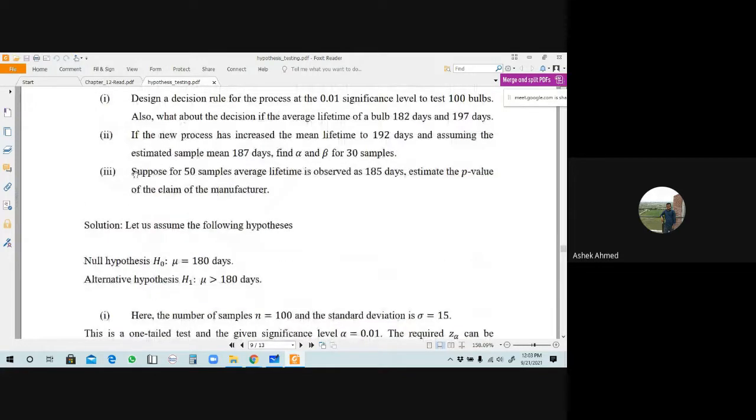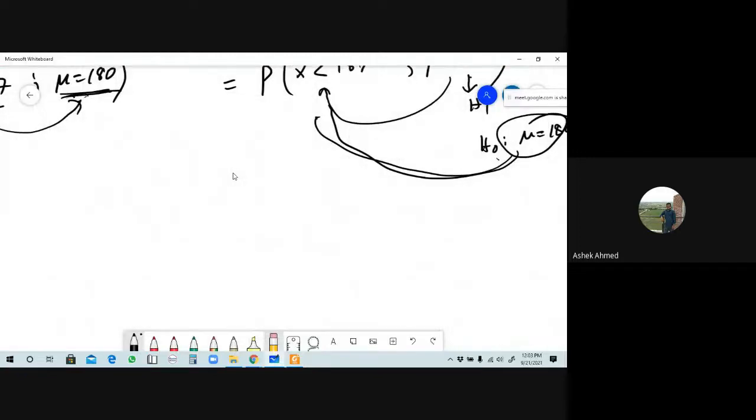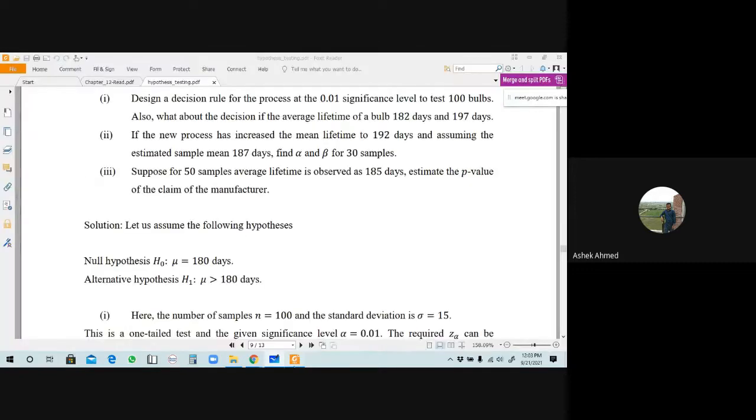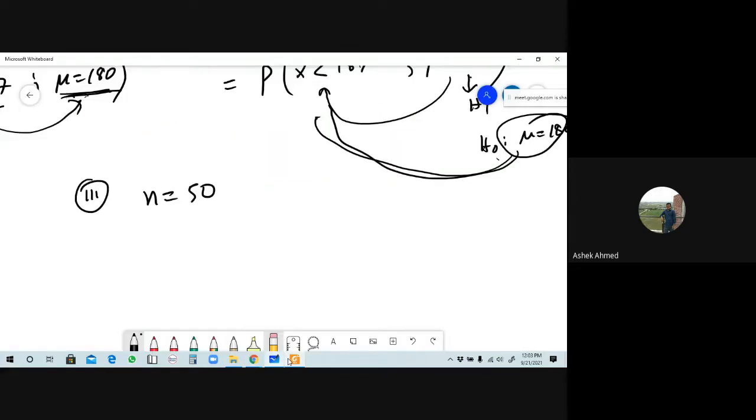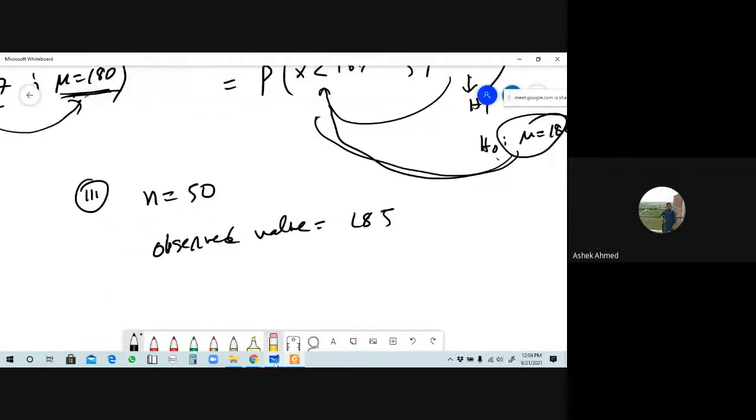Now we'll discuss question number 3. This is the last question for this topic. For the third question, the number of samples n is 50. Suppose the average lifetime is observed, the observed value is here, 185 days. Estimate the p value of the claim of the manufacturer. So p value means probability value.